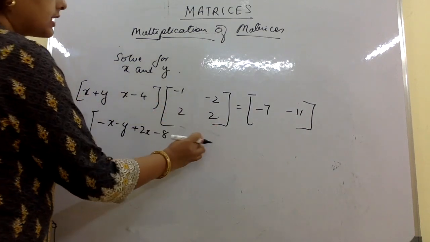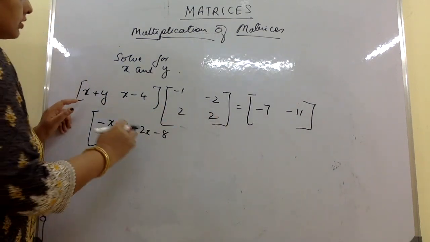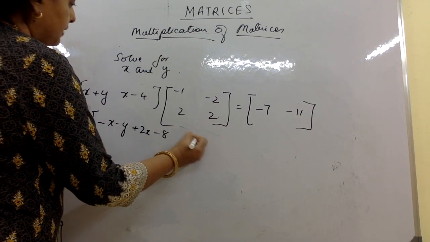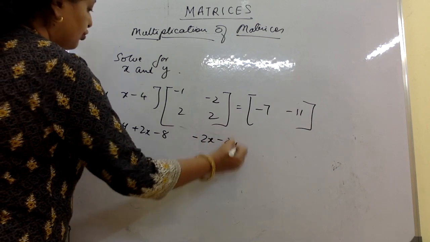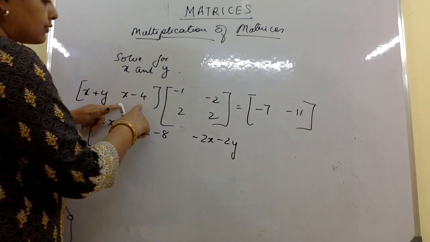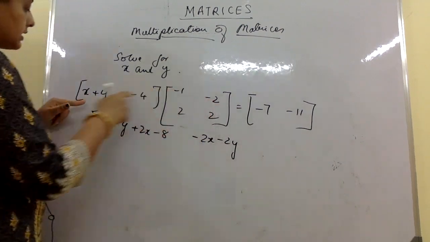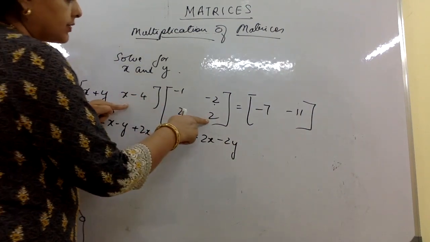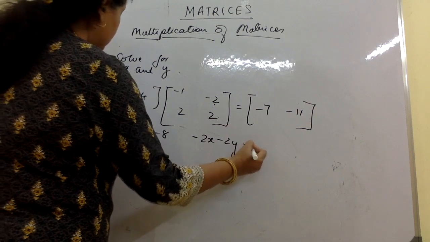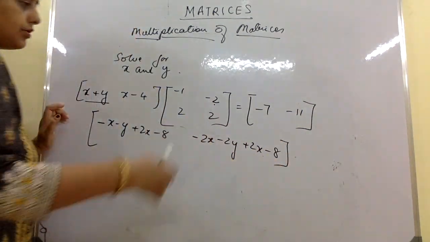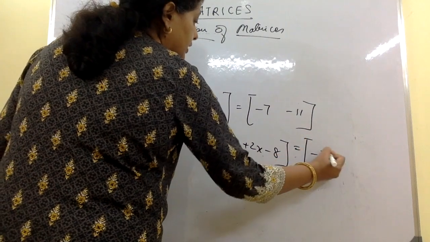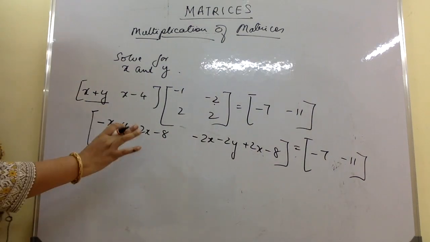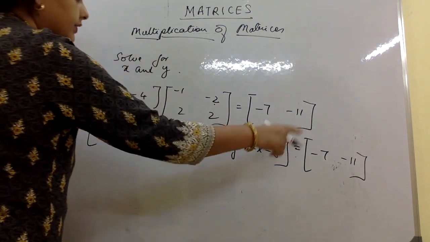Okay, and so I start the matrix here. Now this with this, and it gets written here. So this is minus 2x minus 2y, and this one gets multiplied with this first element, the second element gets multiplied with the 2 here. So plus 2x minus 8 closed, okay. So here I get a row matrix only, minus 7 and minus 11.